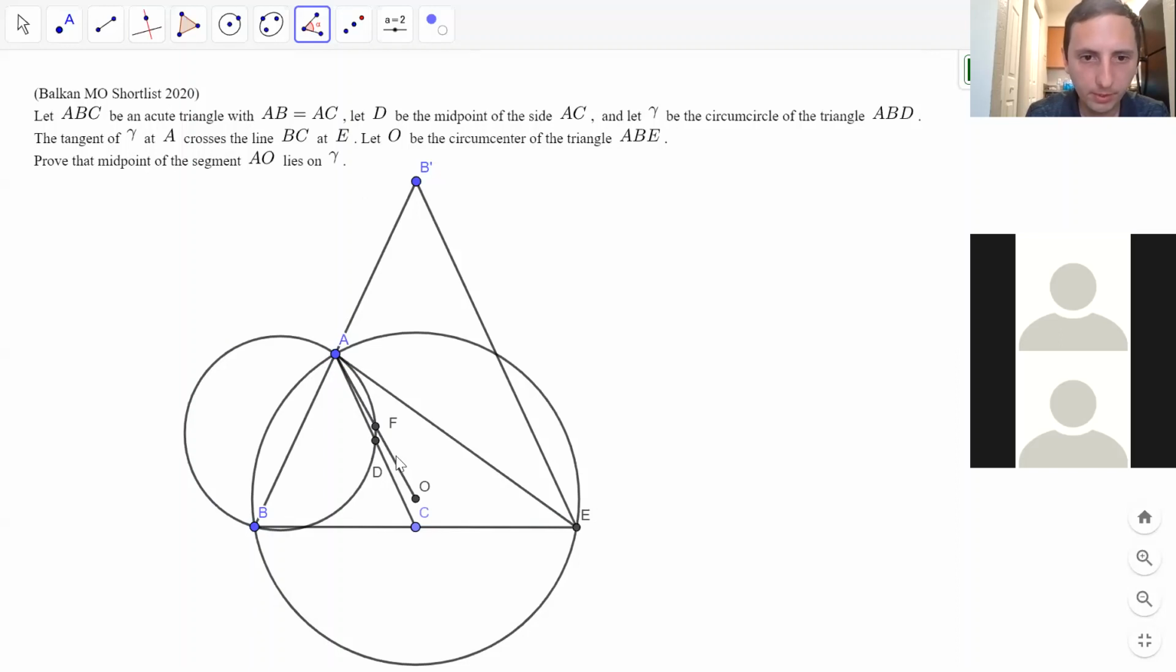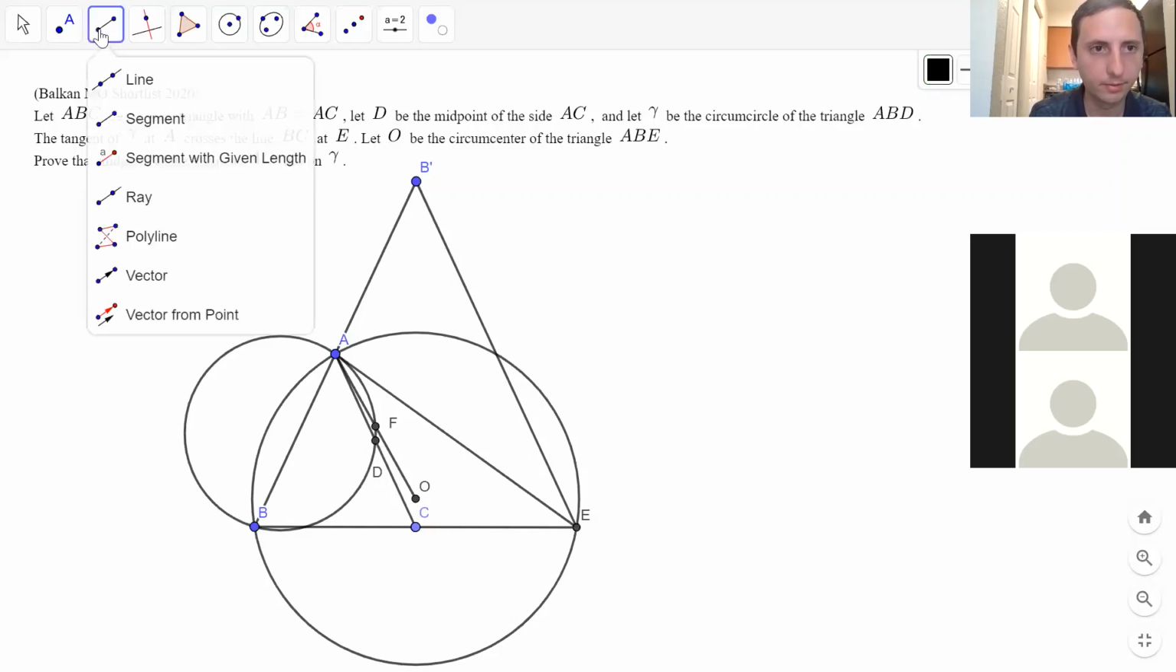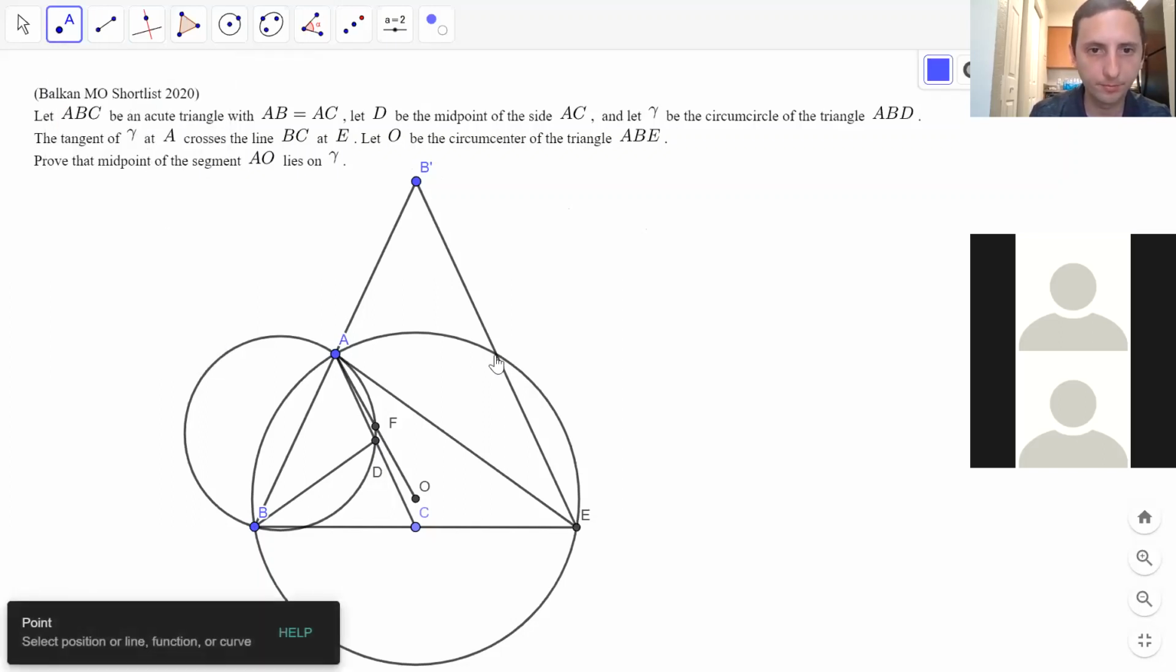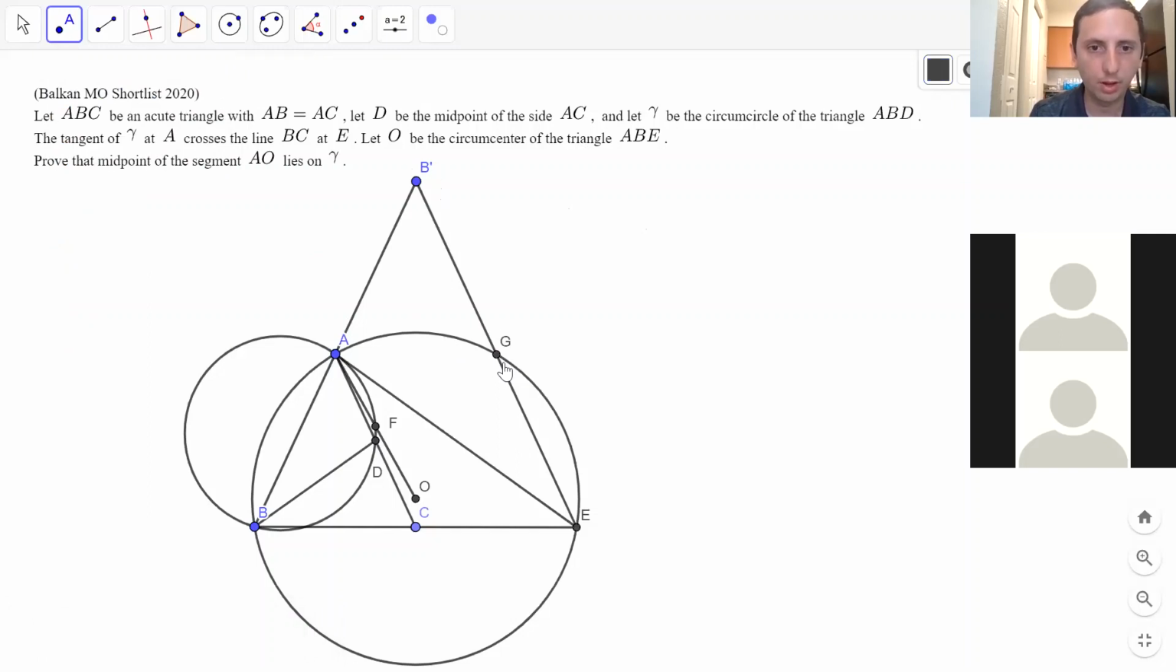So we want to show angle ABD is equal to angle AEB. So basically, is that obvious? Because, let's see, D is a midpoint. So BD is a median. And this is also a midpoint right here. So really, A is the midpoint of BB prime, G is the midpoint of B prime E. But we don't know G is the midpoint of B prime E. We kind of want to show that.